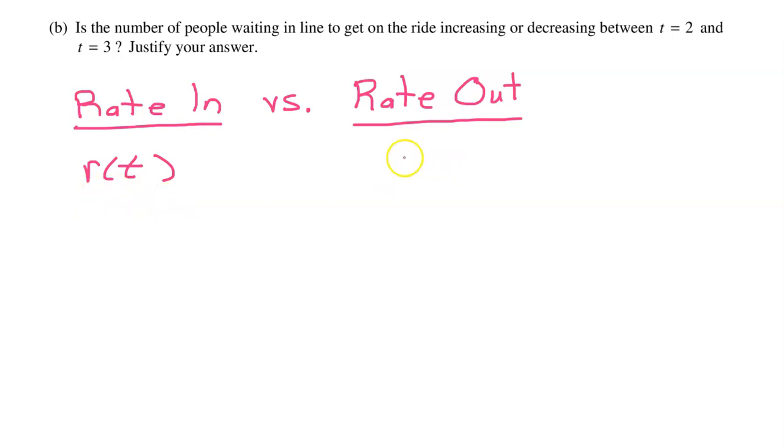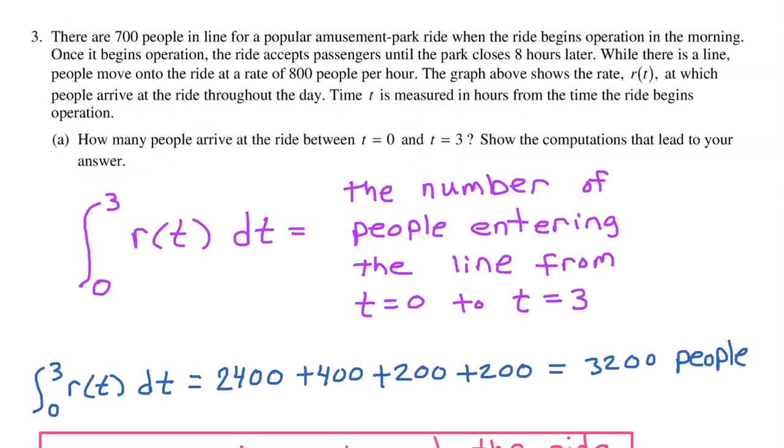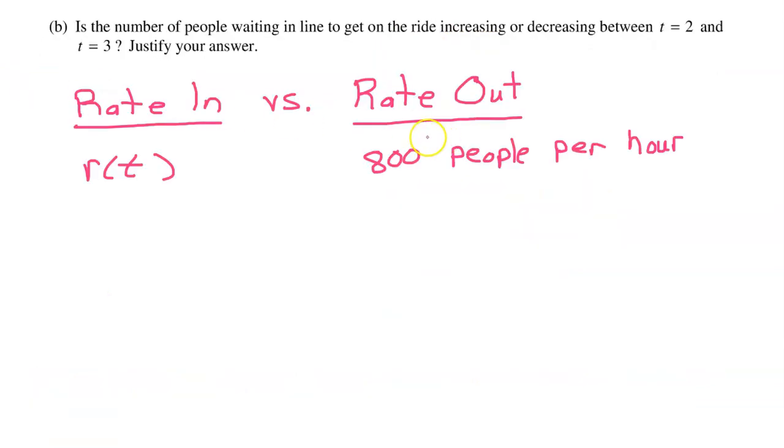What do we know about the rate out? The rate out is mentioned right here. People move onto the ride at a rate of 800 people per hour. So if people are getting on the ride, they are getting out of the line and going on about their day. So the rate out is 800 people per hour. 800 people per hour are getting on the ride and leaving the line.